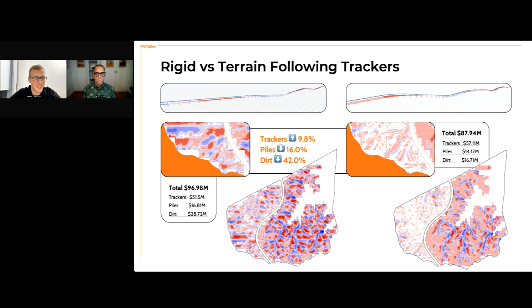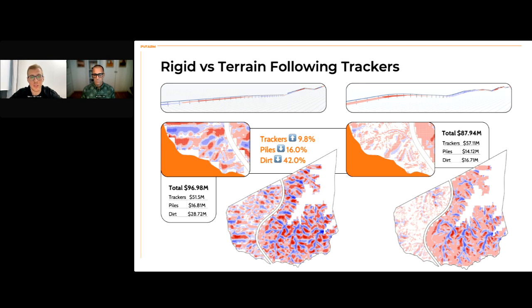So let's go to the next one, where we will talk about, again, a very popular topic in the last, I would say, two years. This is rigid versus terrain following trackers. And when you talk to people, they usually say and show examples where terrain following trackers save up to 50, 60, 70% of the dirt, right? And it's true.